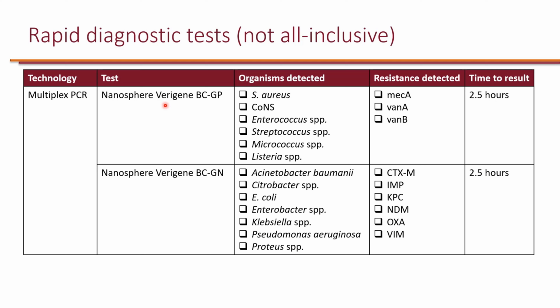Another test is the Verigene test that's commonly used. They have one specifically for gram-positive and one for gram-negative. So these are, again, the organisms that it's capable of detecting and the resistance genes that go with them. And this one takes a bit longer, but still pretty reasonable. It will tell you the results in about 2 to 2.5 hours.